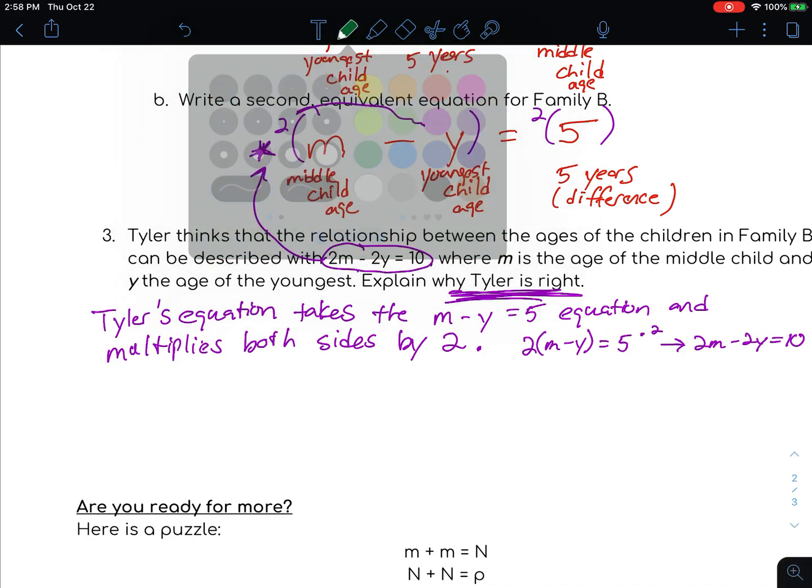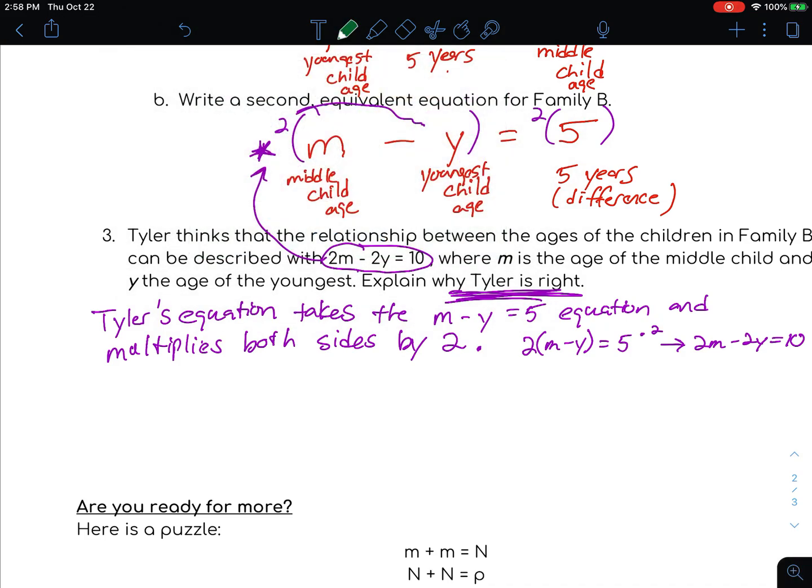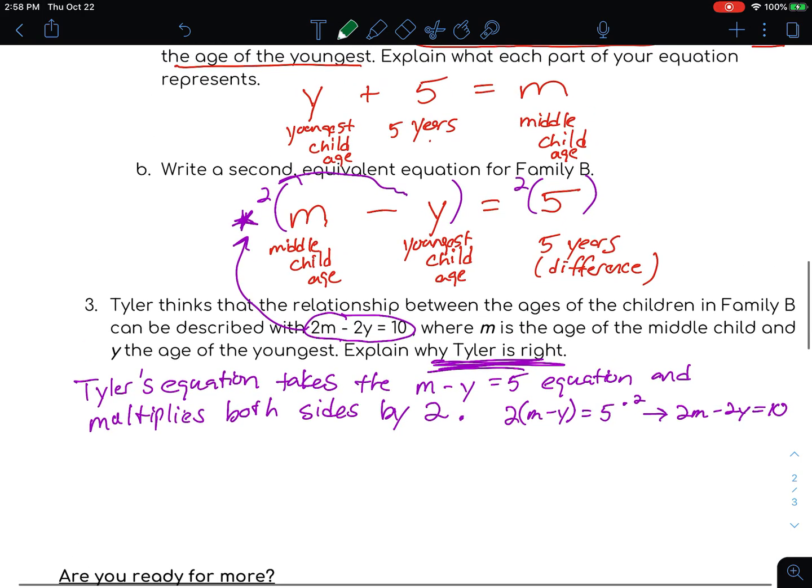How can we check that though? What if we're like, okay, if you say so. But we could check that by putting in some numbers that we know work in the first equation and see if it works in the second equation. So think of 2 ages that are 5 years different. Maybe the middle child is 18, and the youngest child is, say, 13. 18 minus 13 would be 5. Okay, I guess these are older children at that point. But 18 minus 13 would be equal to 5.